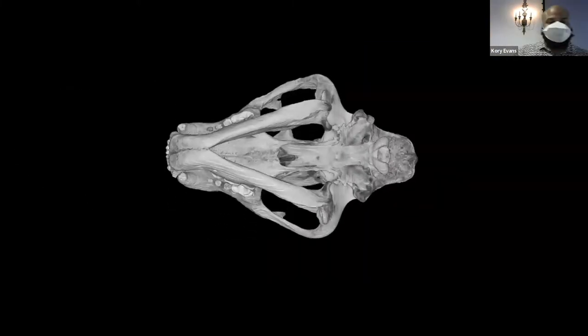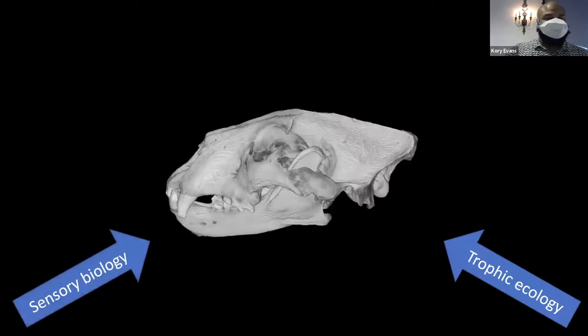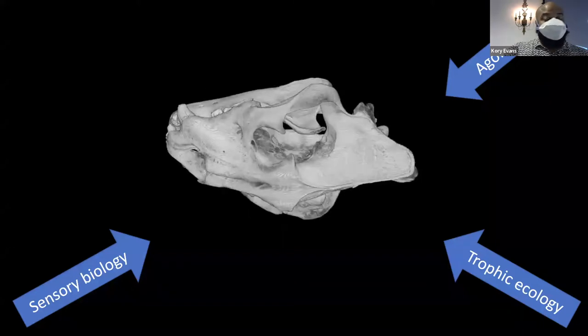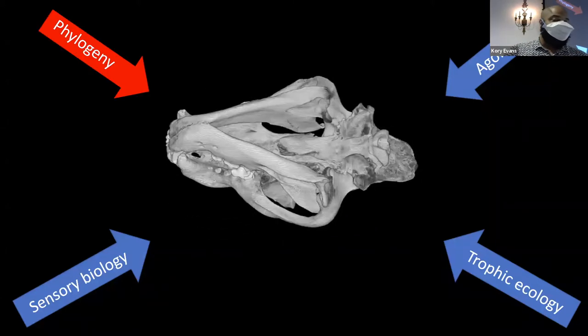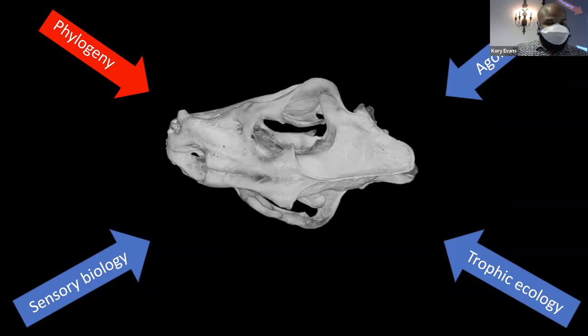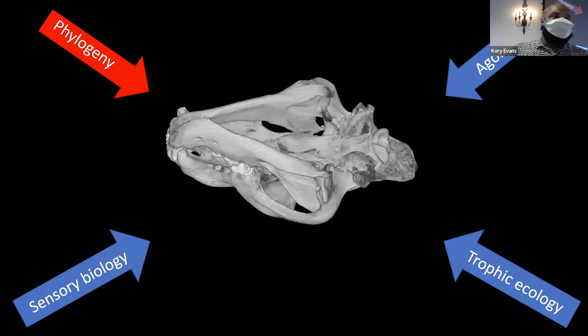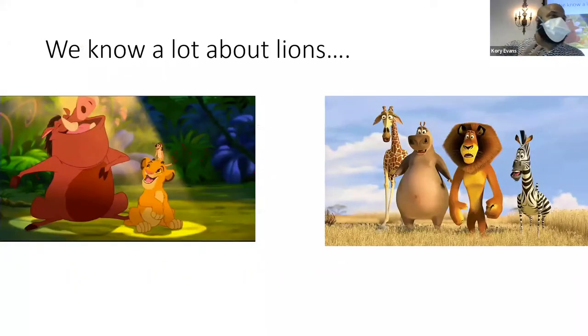So that gives us about three functions, right? We can imagine three of these functions as independent vectors of selection that are exerting pressure across the skull. And I've included the fourth area here, which is phylogeny, because phylogeny is the history of how the skulls responded to some of these selective pressures in the past, and it provides a roadmap for how they respond in the future.